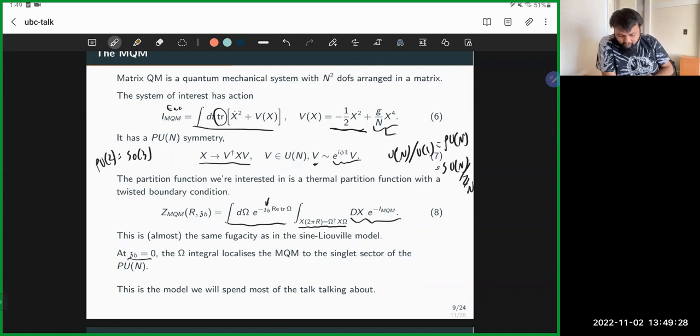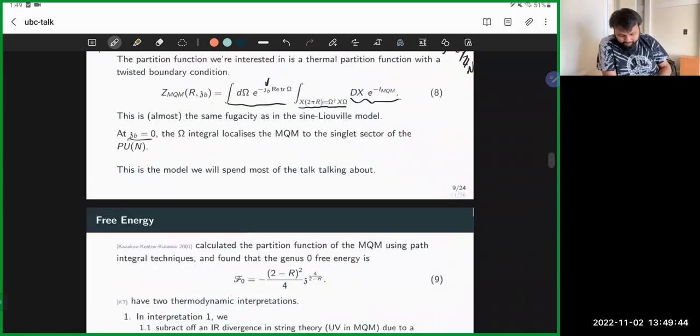When ZB is 0, the integral over the twist basically makes sure that you only have states which are in the singlet sector of the PUN symmetry. But when ZB is not 0, you're allowed other states. This is our model. Okay.